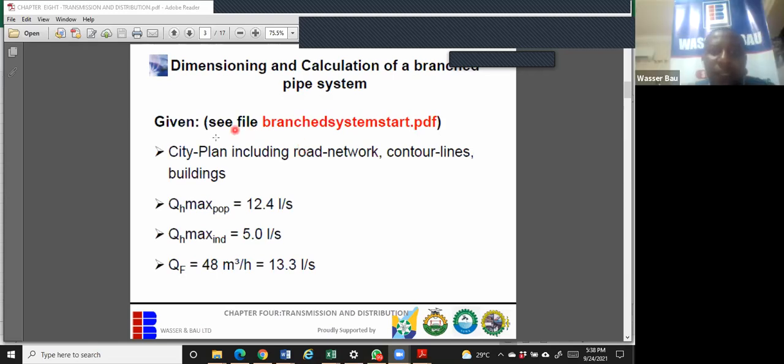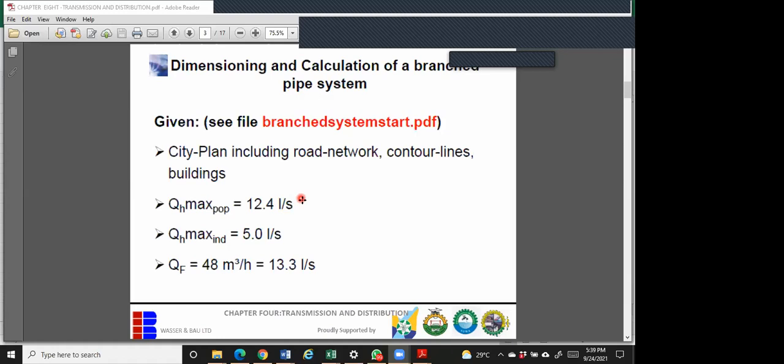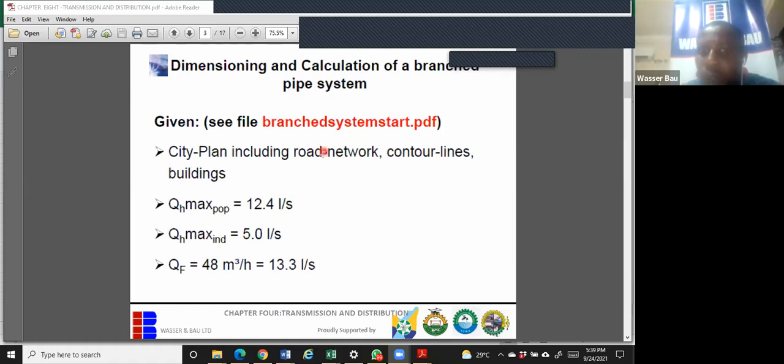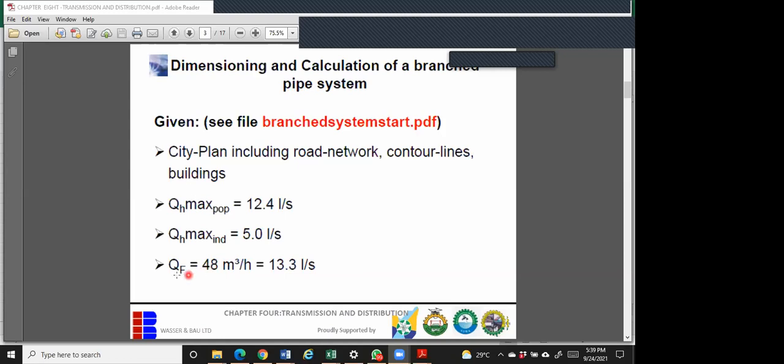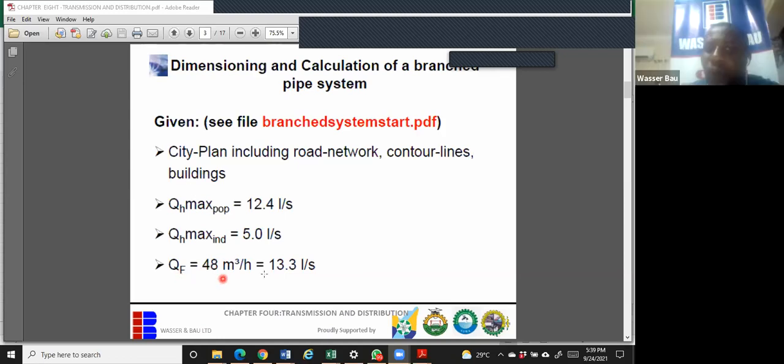Now, what we did for the branch system, the first thing we did was to calculate the maximum water demand. The maximum water demand we did was when we got 0.023. That's the water demand for the population side. Watch me. Then some areas that are industrial, we'll add 5 to it. Then for a 2 hours firefighting, if we are designed for firefighting, we calculate for 48 meter cube per hour, and they gave us this.